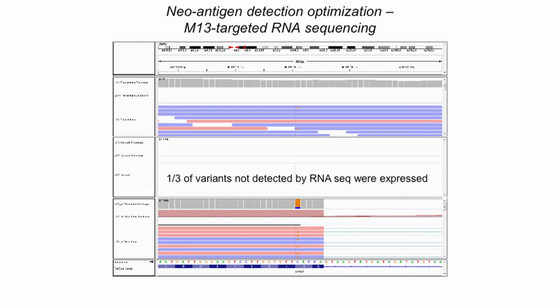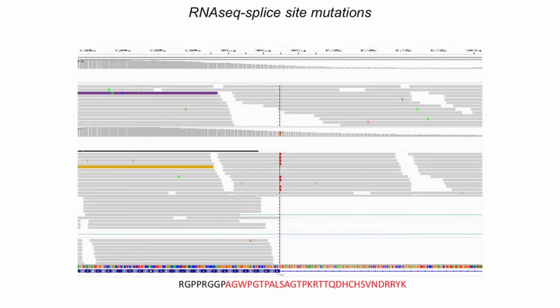So you may wonder whether RNA sequencing is necessary at all. It is because, for instance, for splicing mutations, we do not know what the consequence is. So we need RNA sequencing to know where the new splice sites reside, which might generate new epitopes and might even include frameshift mutations.